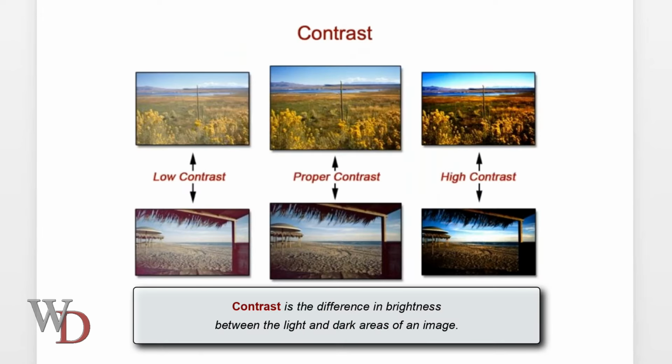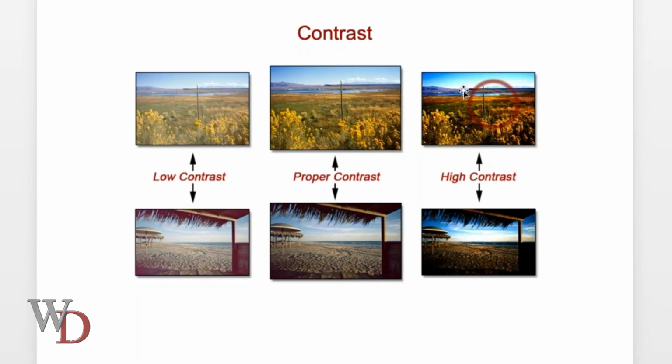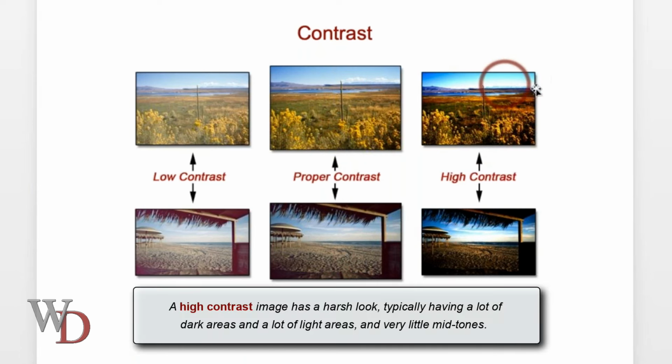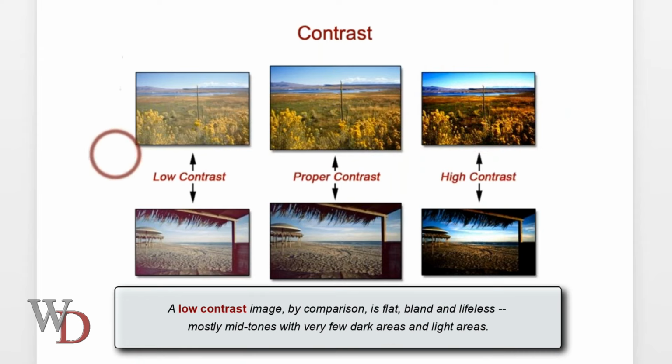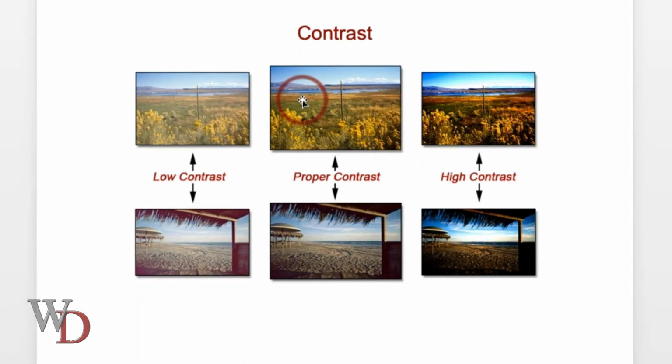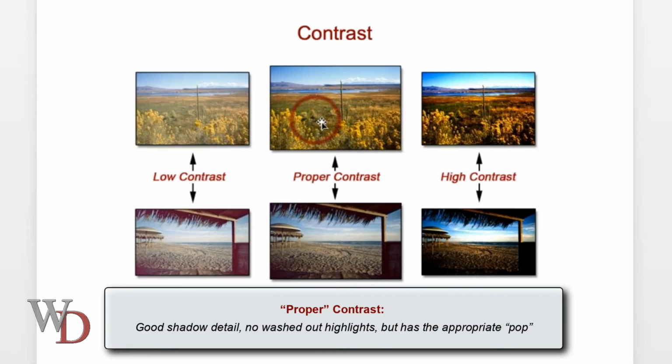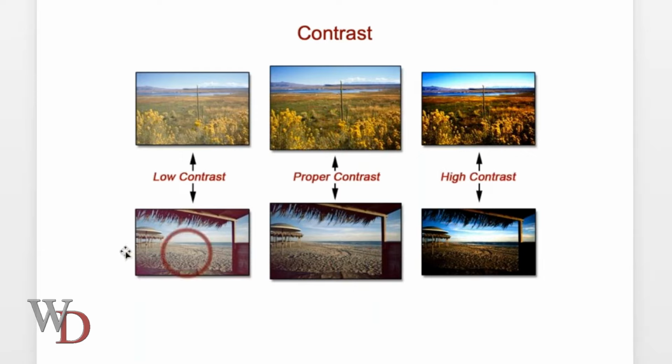The first one would be contrast: the difference in brightness between the light and dark areas of an image. This is two different images with the proper contrast in the middle. A high contrast image is kind of harsh and highlights are washed out. The shadow detail is blocked up. Whereas a low contrast image is kind of flat and lifeless. There's generally no black or anything like that. It's just mostly midtones more than anything. Proper contrast has something in between where we've got plenty of shadow detail. We're not washing out any of the highlights, but it has enough pop, if you will, so that it's jumping out at you. And that's true of both of these images.